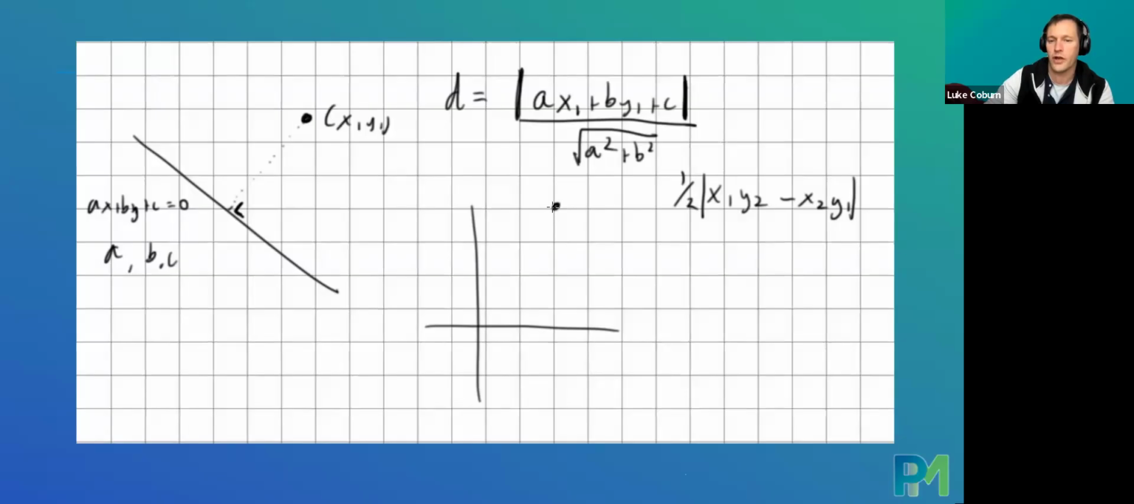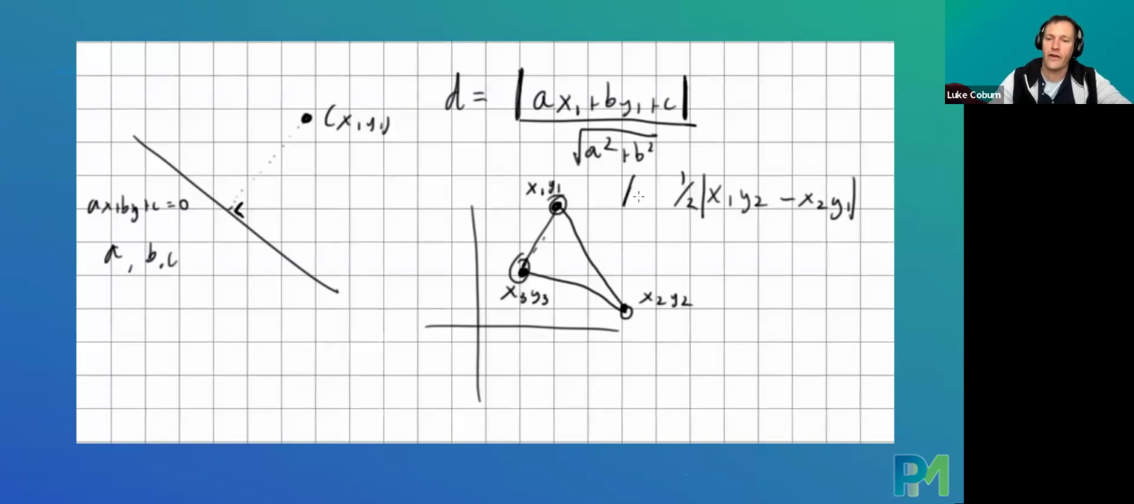But if I have a triangle with 3 points, let me do it a little bit better. So here are my 3 points for my triangle. Here's my triangle. This is going to be my x1, y1. This is going to be my x2, y2. This is going to be my x3, y3. I have this formula to work out the area of the triangle, and this is it here. So it's a half times x1, y2 minus x2, y2.